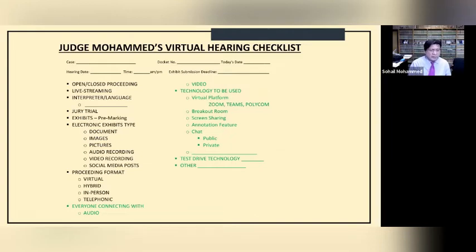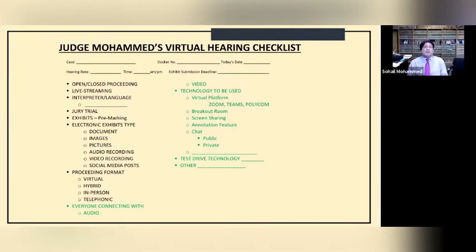Or is it going to be telephonic? Is everyone going to be connecting by audio and video? Because sometimes you may say, Judge, I only want to have my client appear by phone. There is not going to be any video. My client is not going to be testifying, or the grandmother is going to be listening in, but she does not want to appear on a video.